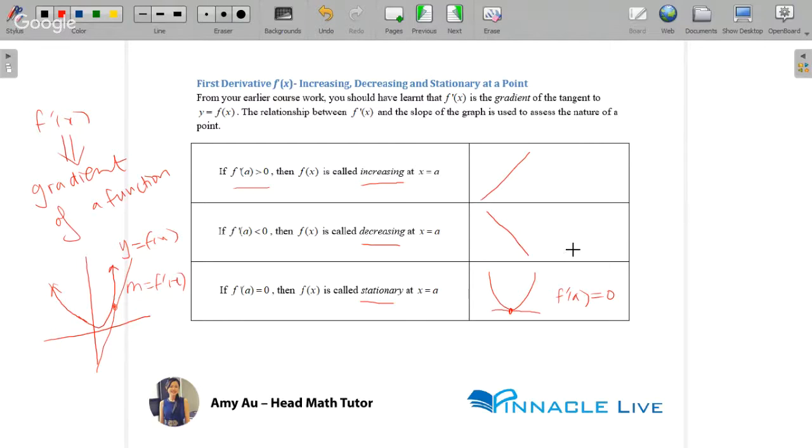All right, so that's it in terms of what the first derivative is and how it relates to the gradient of the function and sort of what to look for in terms of features. Let's take a look at what the second derivative is.